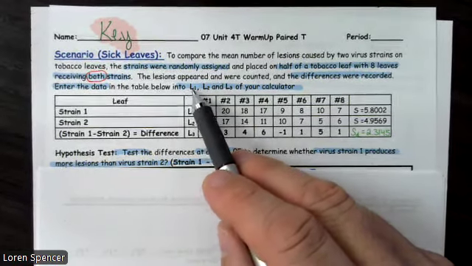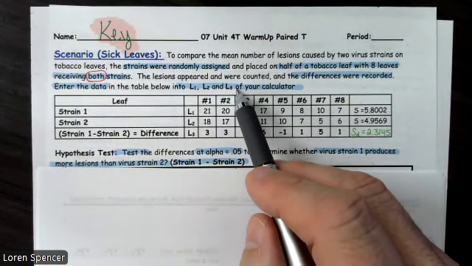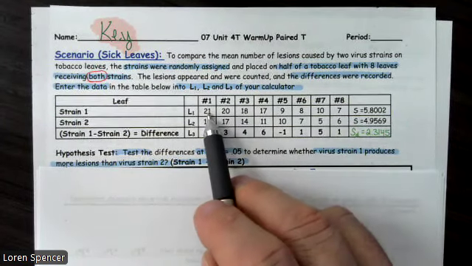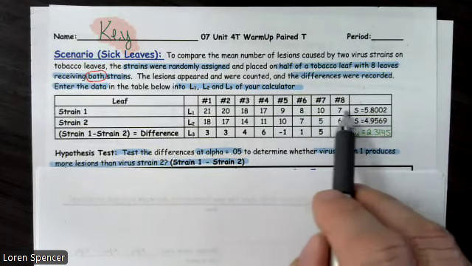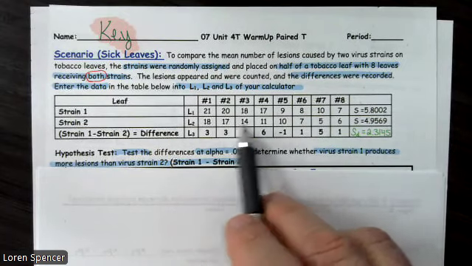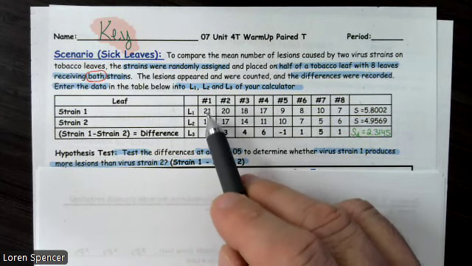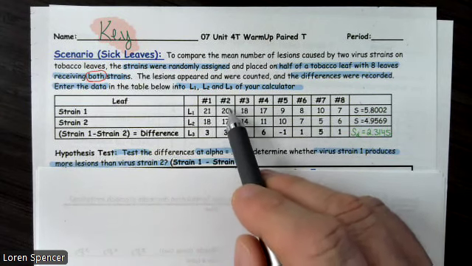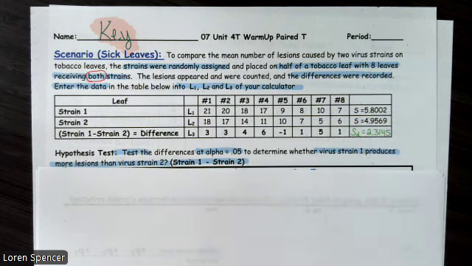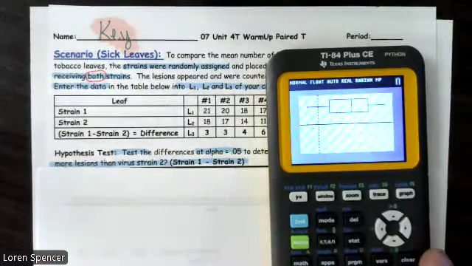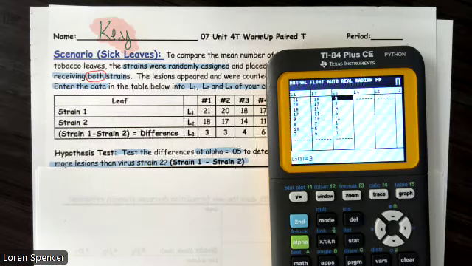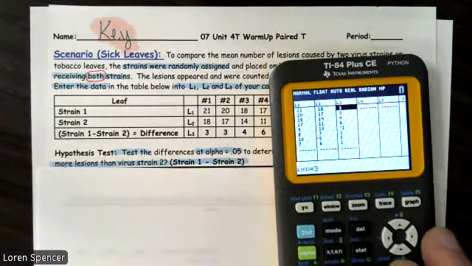Enter the data in the table, L1, L2, and L3 of the calculator. So basically, we entered this data into L1, that's strain one, and then L2 is here, and then L3 is just a subtraction. 21 minus 18 is 3, 20 minus 17 is 3. And so I've already entered that data into my calculator.